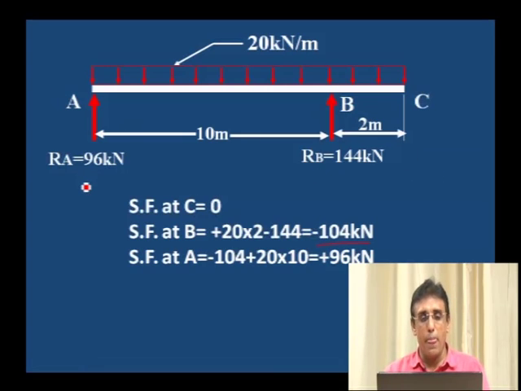Shear force at A is 96. Obviously it is 96, or you can calculate it as minus 104, the previous value, plus the load from B to A. What is the load from B to A? 20 kilonewton per meter into 10, that is 20 into 10. If you calculate this, you will get 96 kilonewton, which is equal to the RA value.